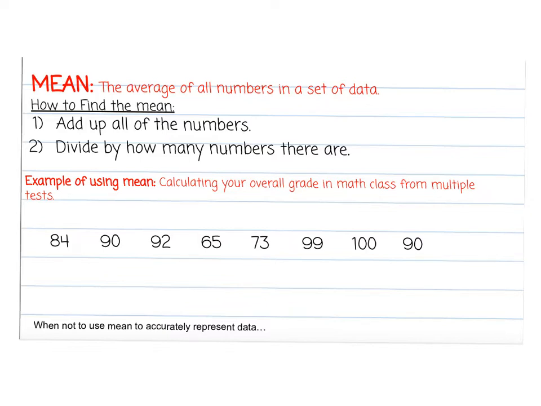And we'll show examples of that. So how you find the mean is to add up all of the numbers. Add up all the digits you see, and then with that sum, you divide by how many numbers you added together. An example of using mean would be calculating your overall grade in math for multiple tests. So if you got an 84, a 90, 92, 65, a 73, a 99, 190 on a test, you want to know, what's my average test score? So what you would do is add all of these up.